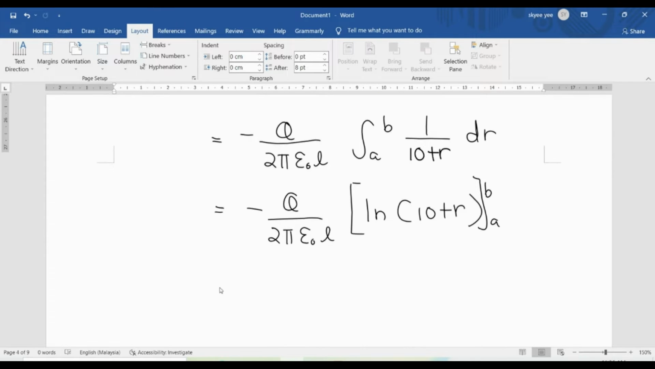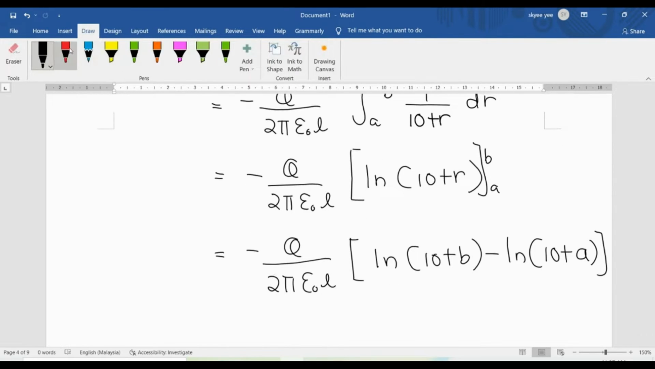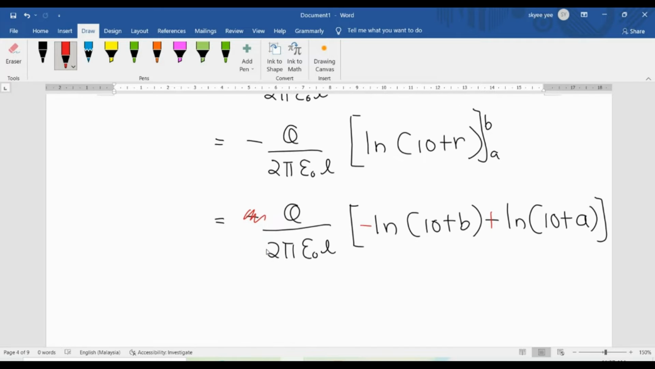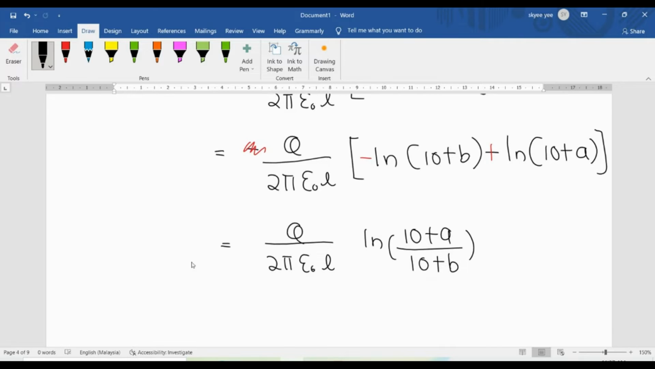So this one will be negative q over 2 pi epsilon naught L, times ln of 10 plus B, minus ln of 10 plus A. This is minus. If you don't wish to see a negative here, you can multiply it, then this one becomes negative and this one positive, so it will be q over 2 pi epsilon naught L times ln of 10 plus A over 10 plus B. Same thing. So this one will be my V.